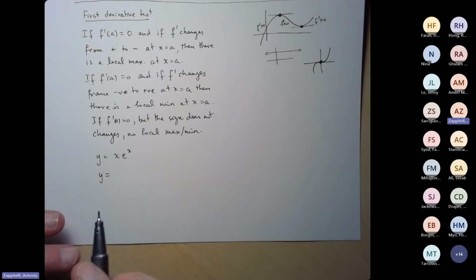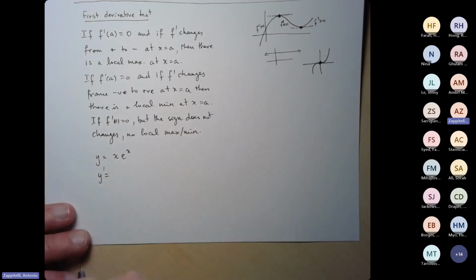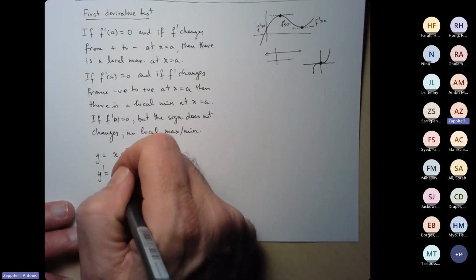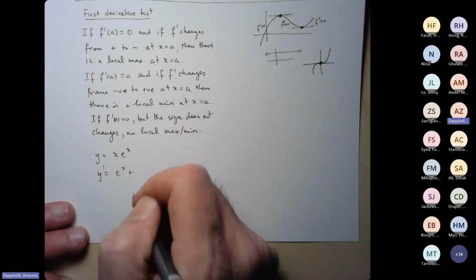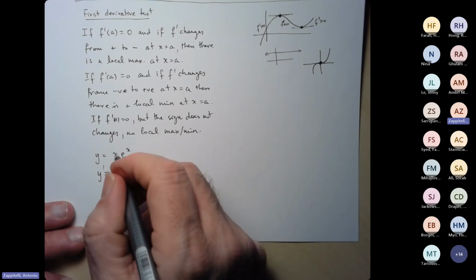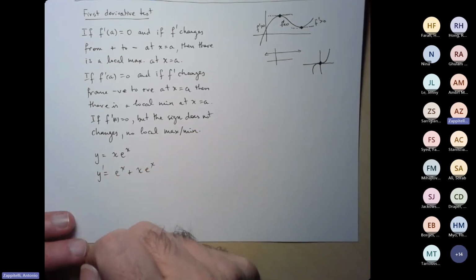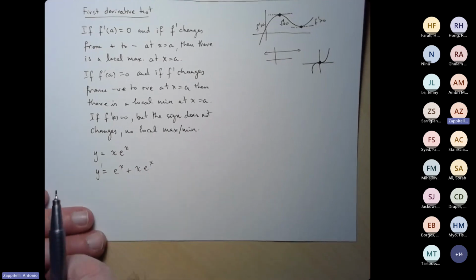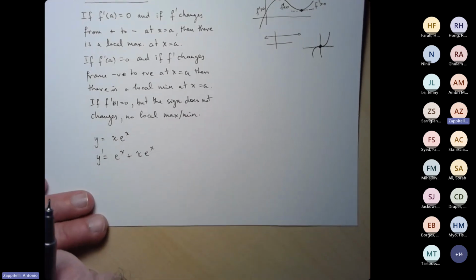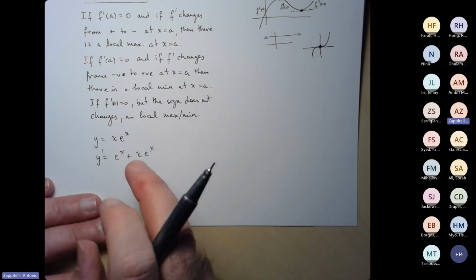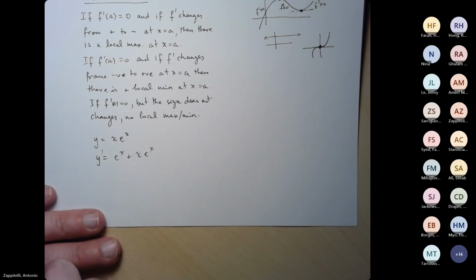There we go. So you have to use the product rule. Perfect. Okay. So the derivative of x is 1 times e to the x, plus the first function, x, times the derivative of the second function, e to the x. And what do we want to do with this derivative now? If we want to find the intervals of increase or decrease and find the max and min, what's the first thing we want to do?